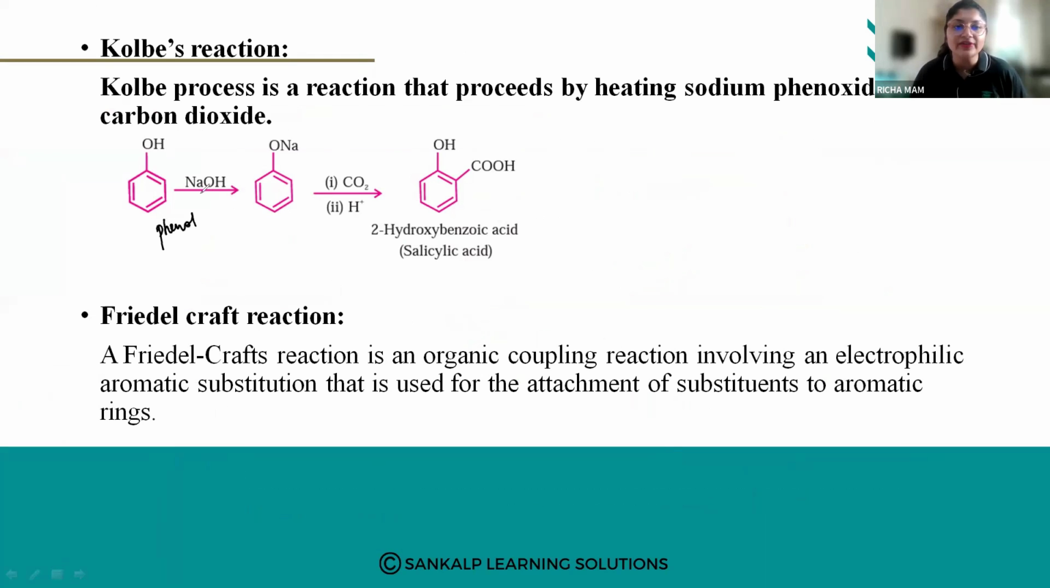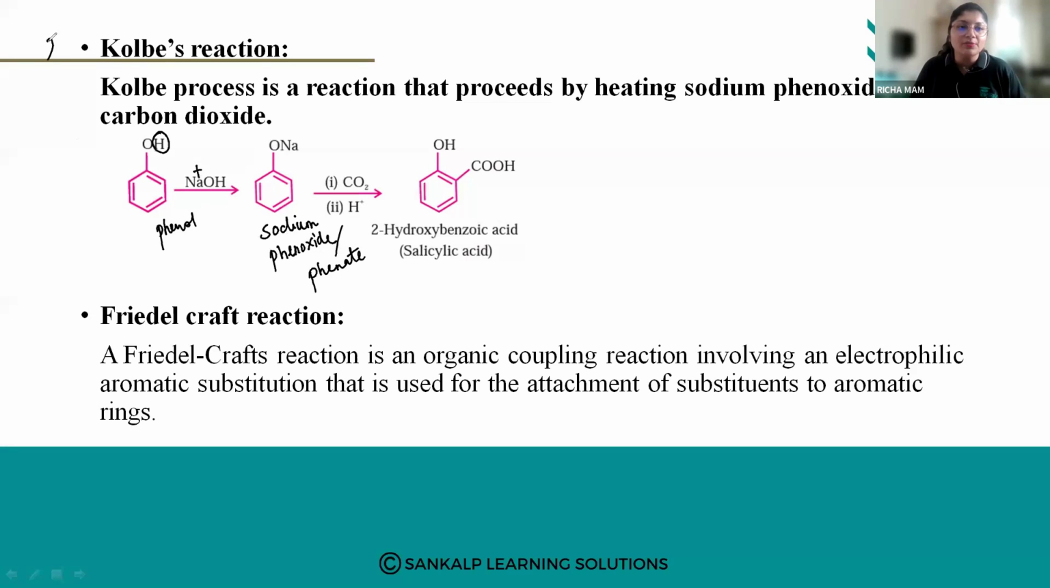We know that when phenol reacts with sodium hydroxide, the hydrogen is replaced by Na plus. So we get what? It is called sodium phenoxide, or sodium phenate also. You can call it sodium phenoxide or sodium phenate.